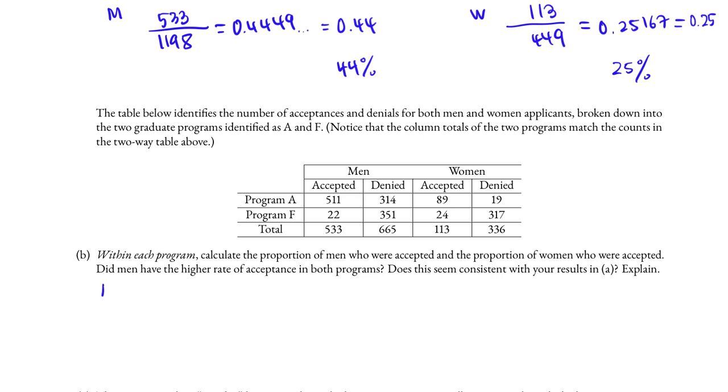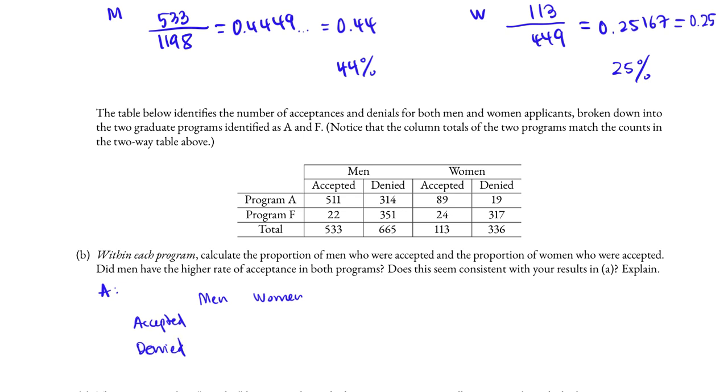And so for each program, we're going to compute the proportion. We start with program A. Let's just focus on program A only. We will construct a table that is similar to the one that we did before. Men, women, and then accepted and denied.